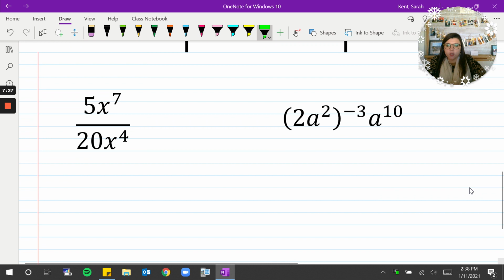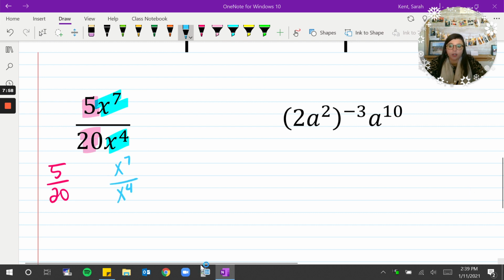So here in our first one we have a fraction. We have 5 over 20 times x to the power of 7 over x to the power of 4. Just like we did the other day, we can separate these by what's similar. So I can write 5 over 20, and then I can pull out x to the power of 7 over x to the power of 4. We can use our calculator to help us with 5 over 20. We want to simplify this fraction.